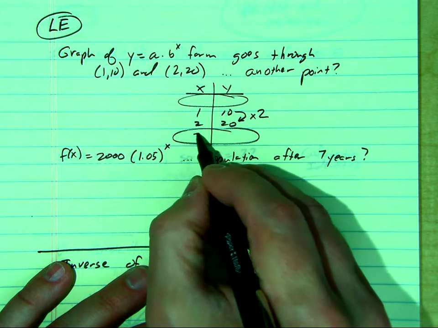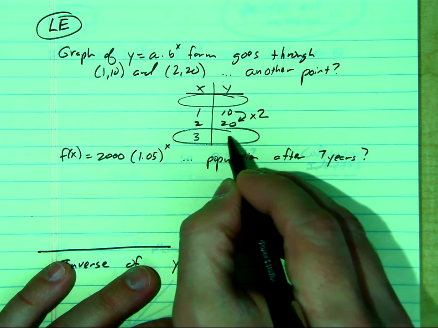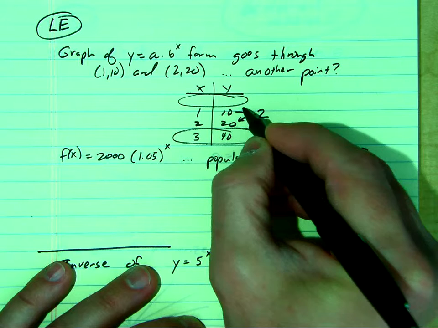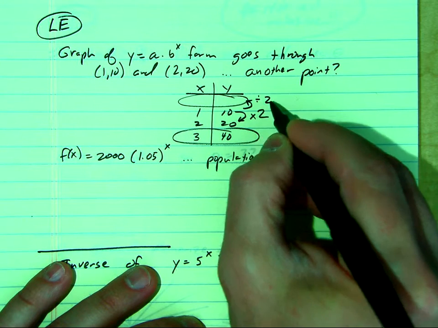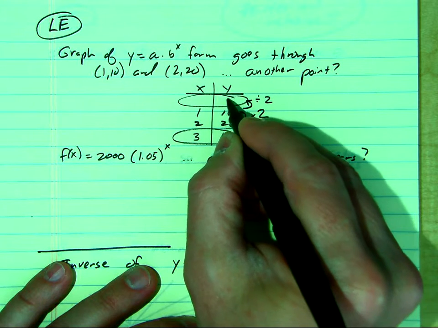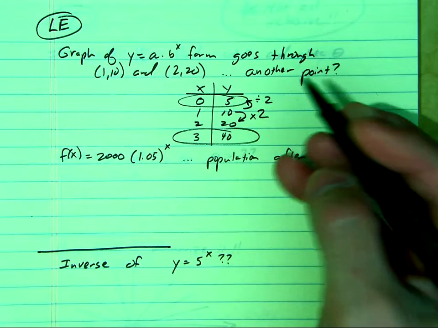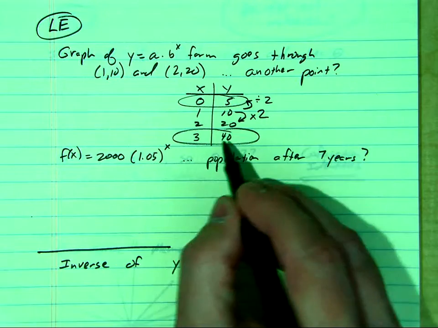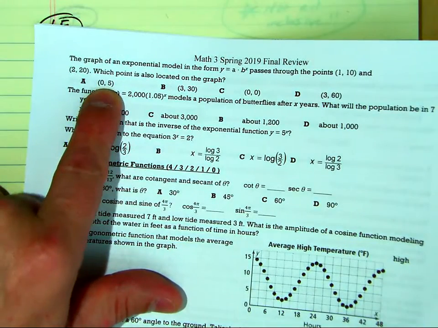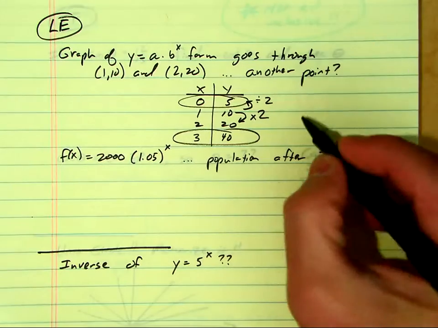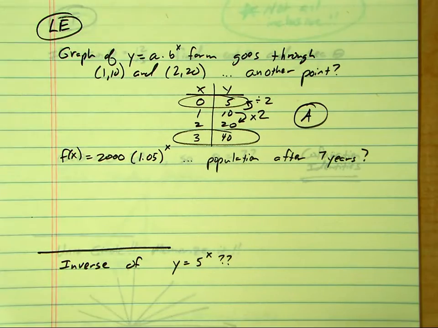So if this is a 3, what does this value have to be? 40. And then going backwards, what is the operation going to be? Yeah, the inverse. Divide by 2. What's 10 divided by 2? 5, and this must be a 0. So it's either (0, 5) or (3, 40), and the answer would be A, (0, 5). Okay? Any questions on that concept?